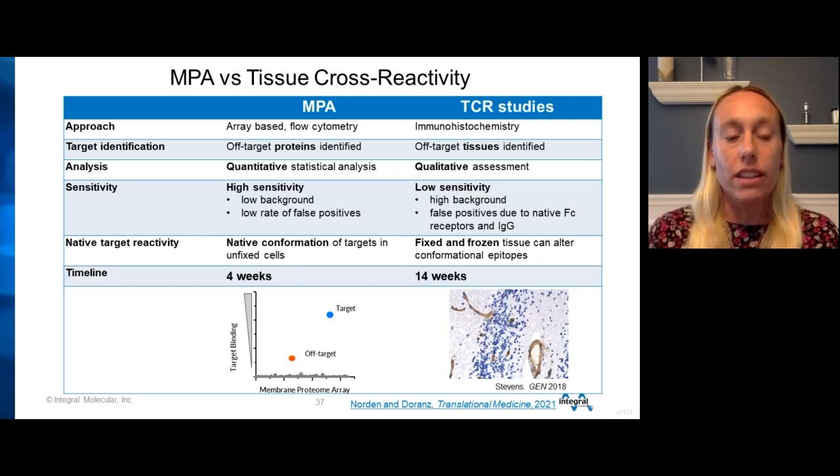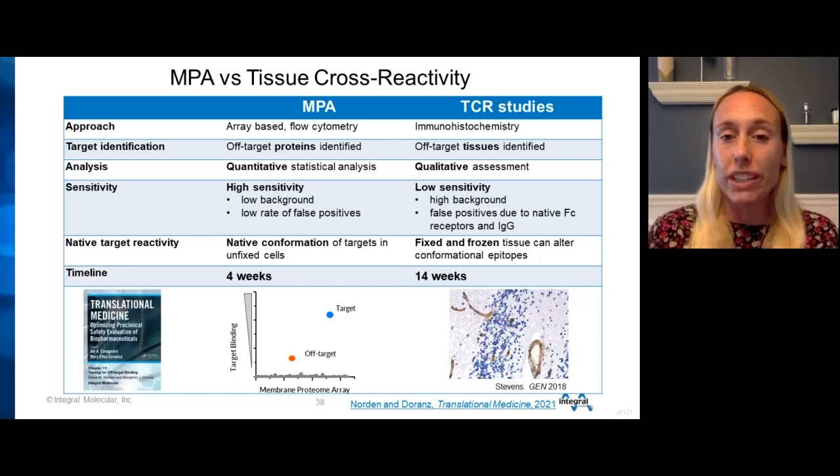Again, in the MPA, we use native conformation of targets. We never apply fixative in any of the steps of the process, versus in TCR, fixatives and freezing of tissues are often used to preserve tissue integrity, but this can lead to altered conformational epitopes on the protein level. And the timeline is different as well. MPA is high throughput. We can complete studies in 4 weeks, versus the TCR, which is significantly longer to complete.